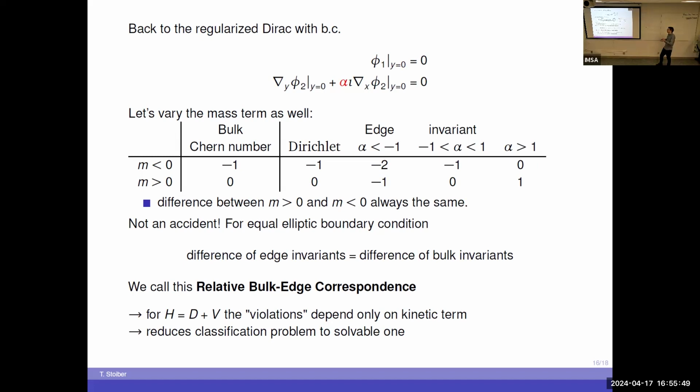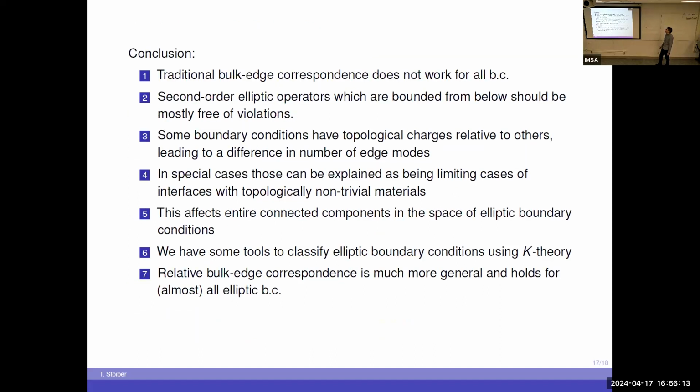So basically all you need to do is classify all possible boundary conditions for the kinetic terms that you're interested in, and then you always know what you need to do to correct your bulk edge correspondence and to predict the correct number of edge modes. So this is very much a solvable problem. It's just a lot of work to do this classification. Okay, that's basically all I wanted to say.